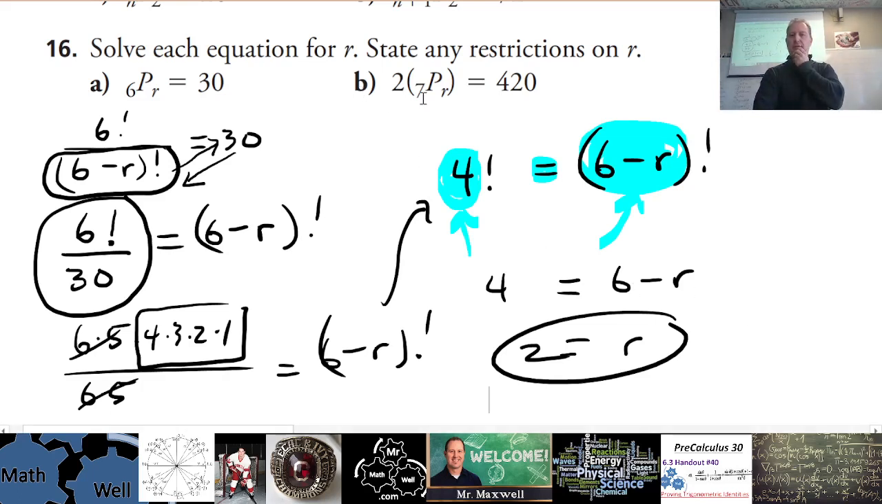I won't necessarily do the whole thing for you, but B, probably a good idea to divide both sides by 2 first. So get rid of this 2 over here and make 7PR equal 210. That's what I would suggest.